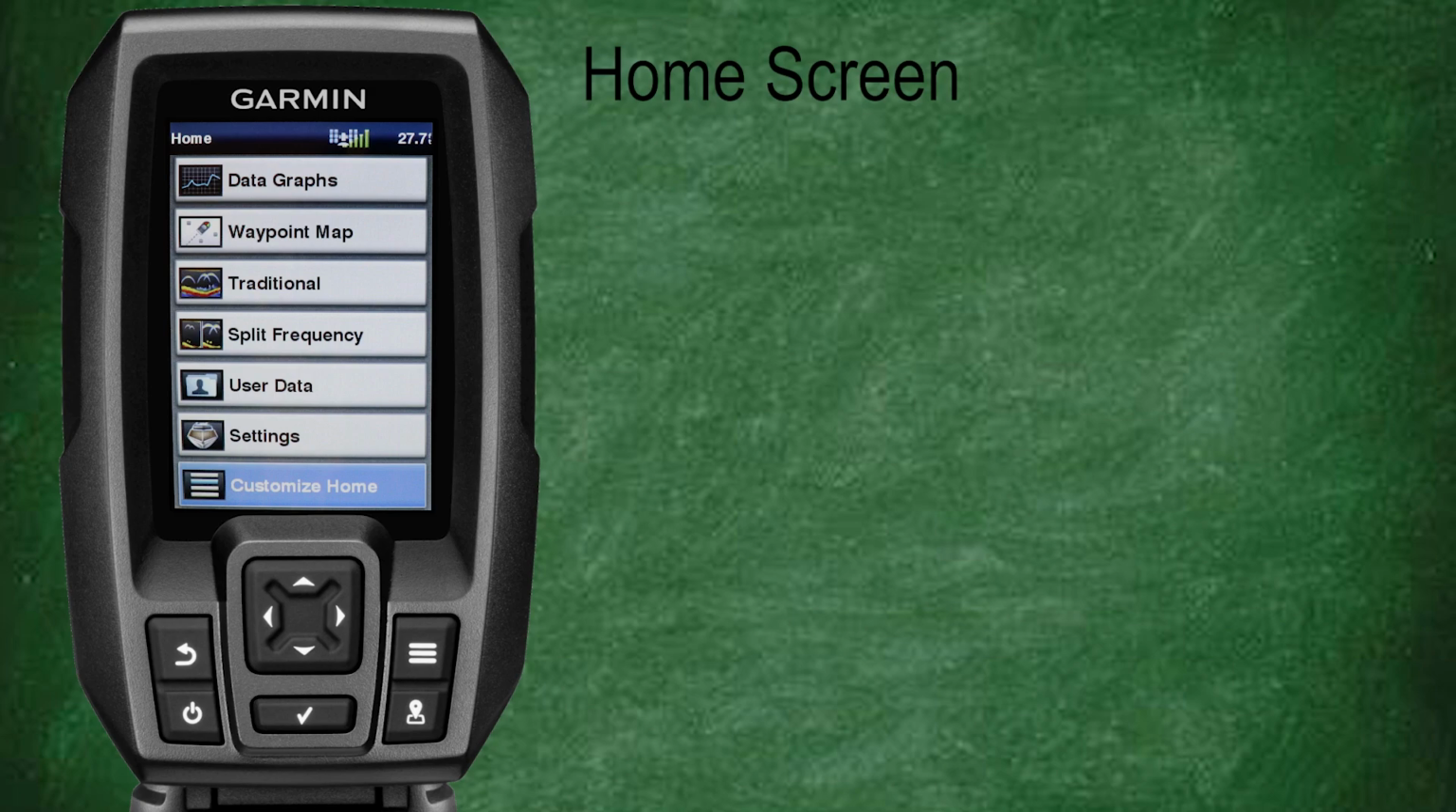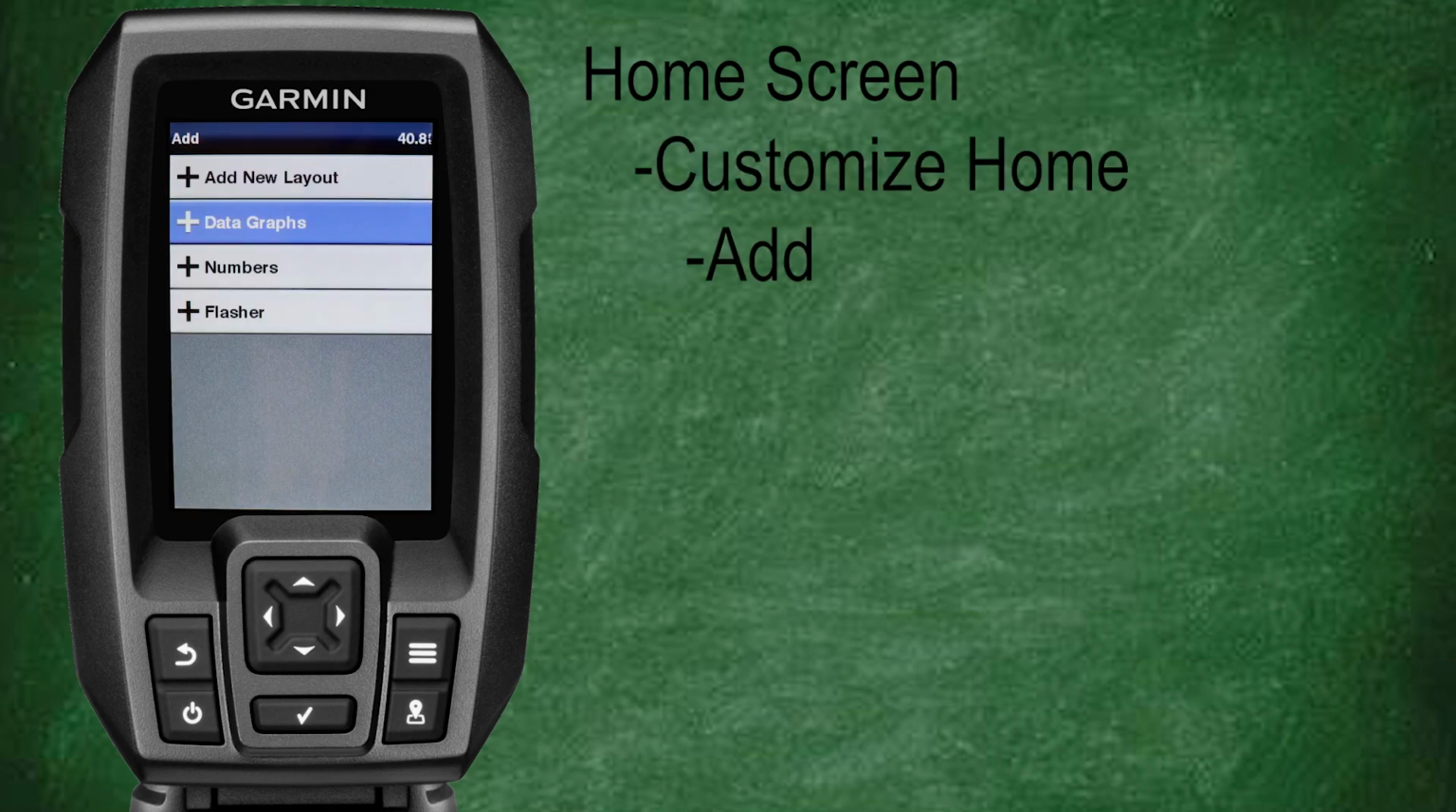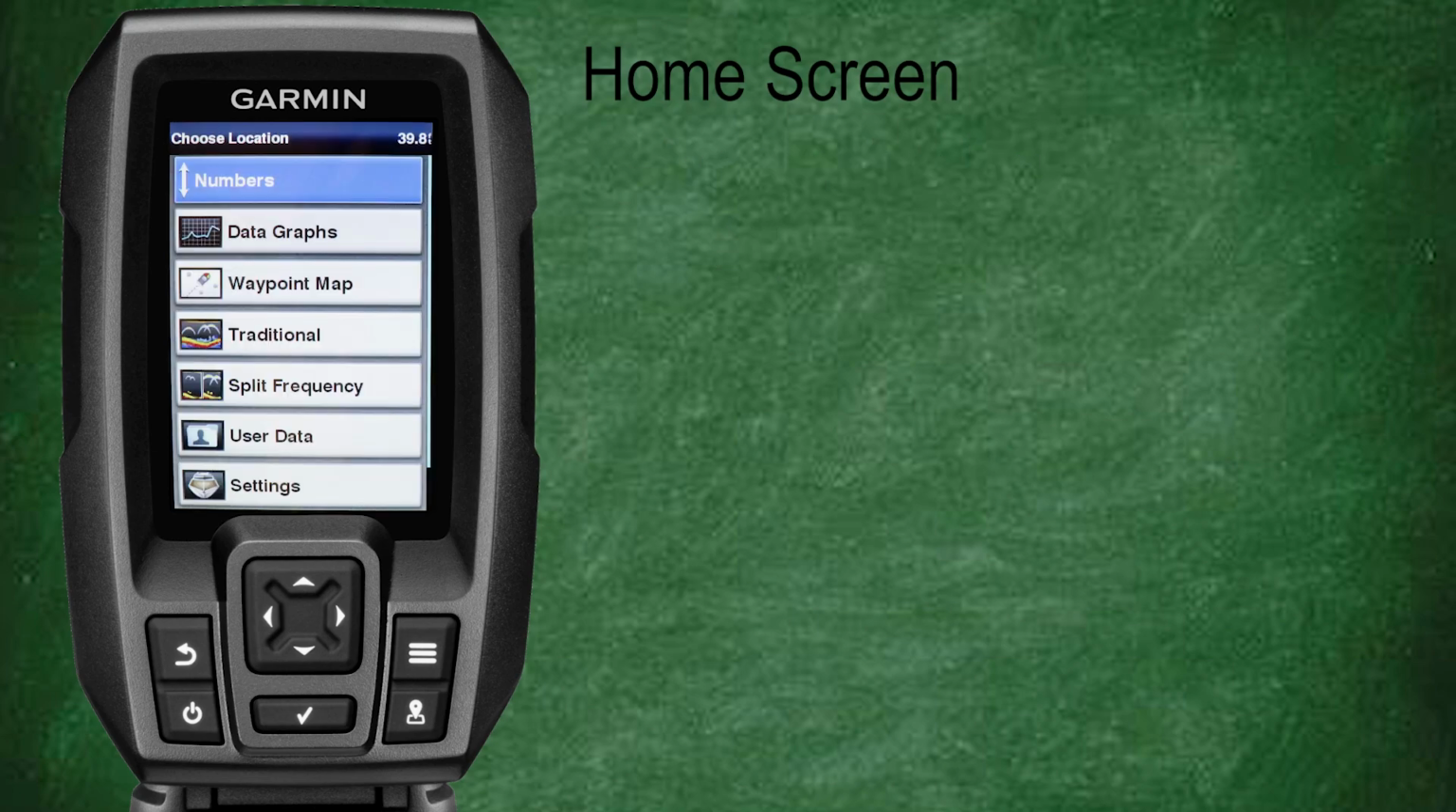Starting on the home screen, select Customize Home. Scroll down to and select Add. Now scroll down and select Numbers. Now the Numbers feature will be shown on the home screen. Again, use the arrow keypad to move the Numbers feature to your preferred location on the home screen, and then press Enter to add the Numbers feature to your home screen.